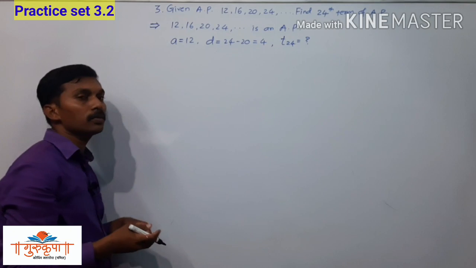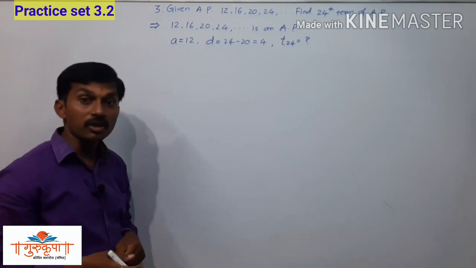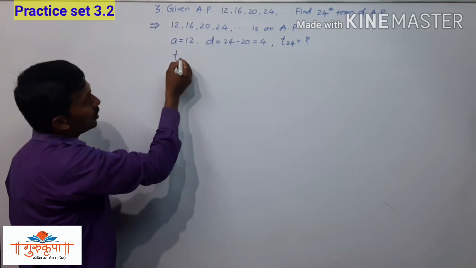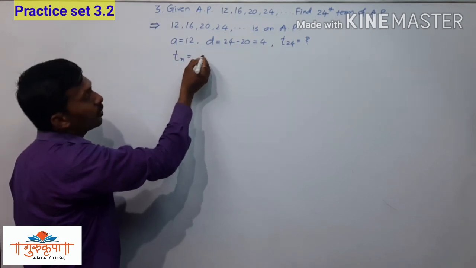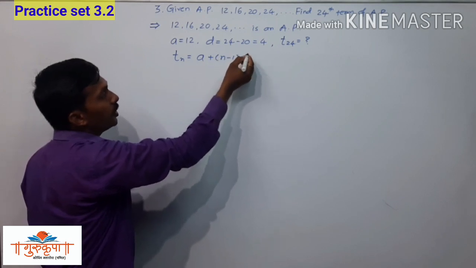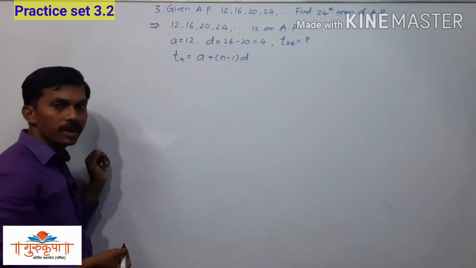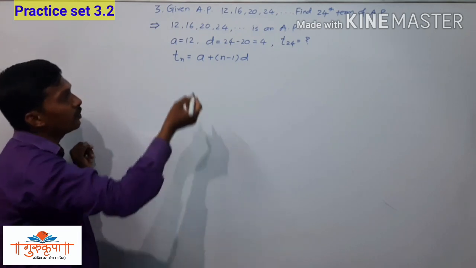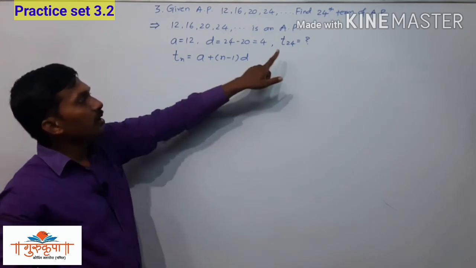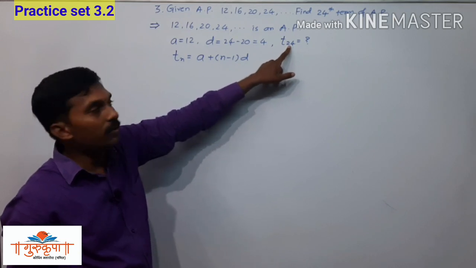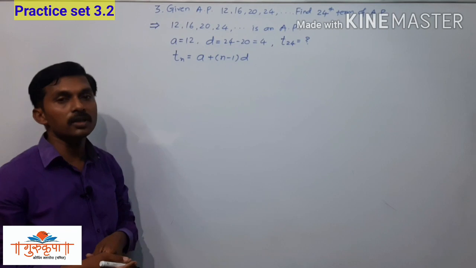Now we will write the formula for finding the general term of an AP, and what is the formula? It's very easy. The formula is Tn is equal to A plus (n minus 1) into D. Now put the values there. Since we have to find the 24th term of the AP, we have to put 24 in place of n.